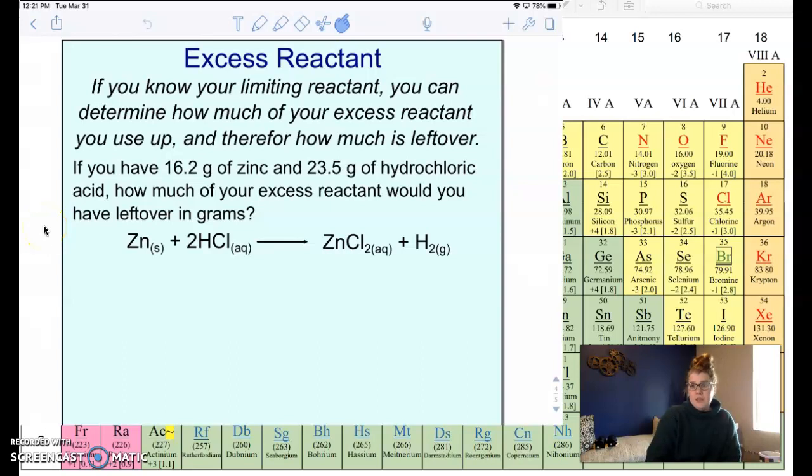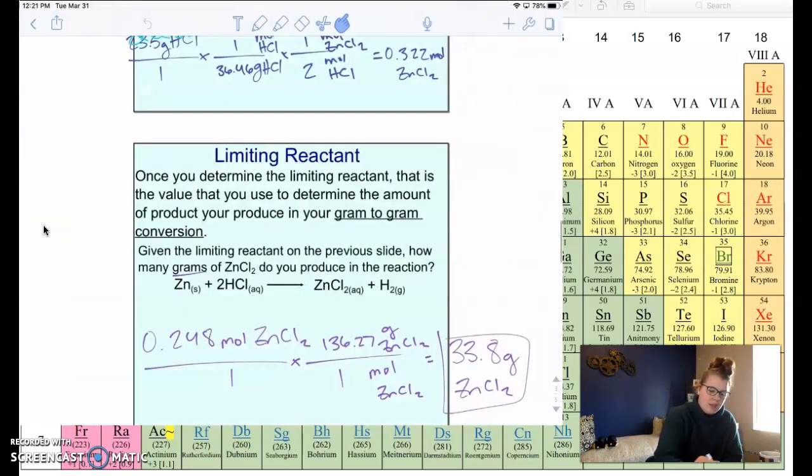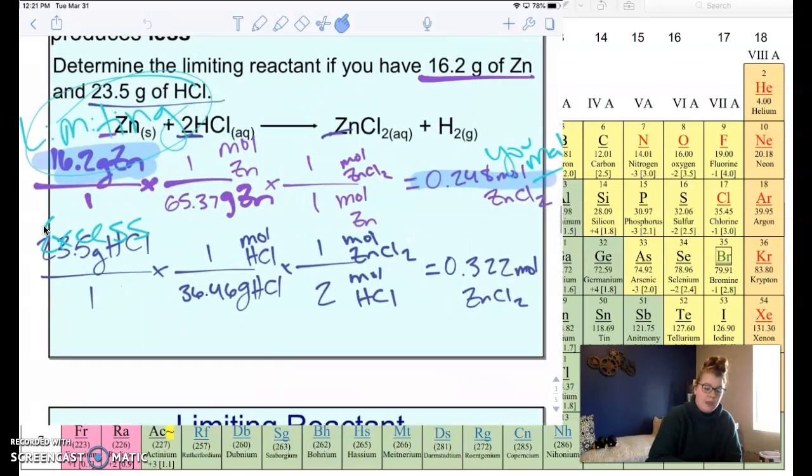So additionally, once you figure out your limiting and excess reactant, you can go a little bit further with excess reactants. So given this problem, if you have 16.2 grams of zinc and 23.5 grams of hydrochloric acid, how much of your excess reactant would you have left over in grams? This is an additional problem that is building off of the previous problem that we had already done, just to remind you.